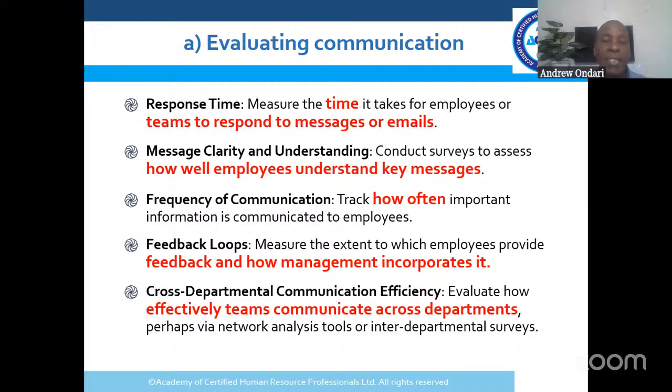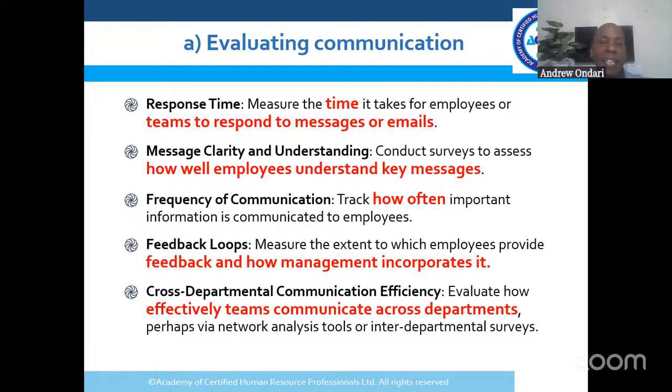So what are the channels that we use in transmitting information? I can mention three broad ones. One is oral channels. Two is written channels. And three is nonverbal. I can give examples of the three, but we shall concentrate on the first and second method or channel of communication.